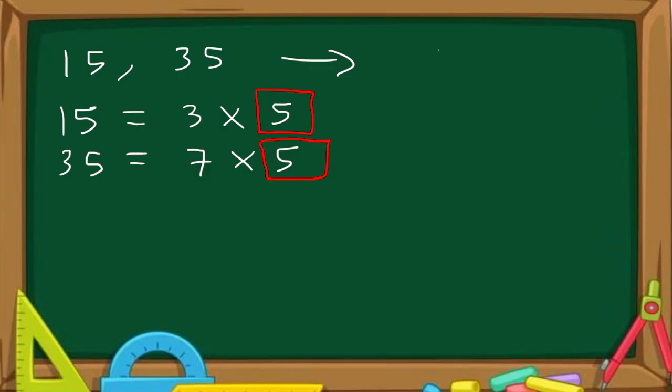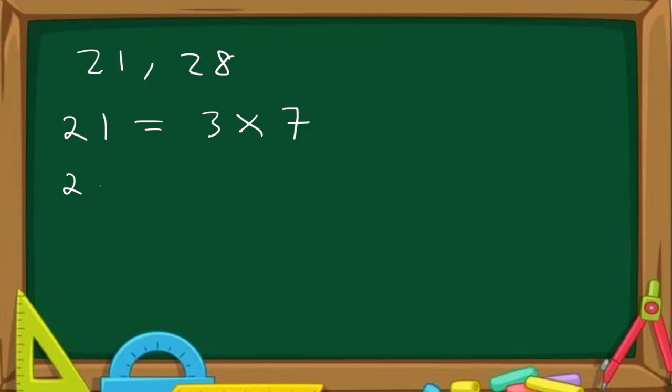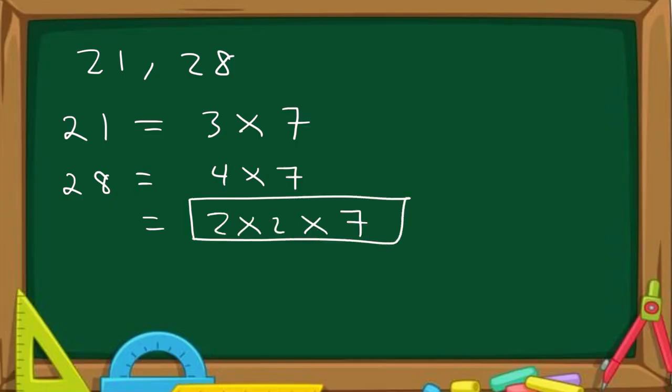Now let's try another example. For the sake of practice, what is the greatest common factor of 21 and 28? So let's write out the factors of 21. 21 is 3 times 7, so that's the prime factorization of 21. 28 is 4 times 7, and 4 can be broken down into 2 times 2. So this is the prime factorization of 28.